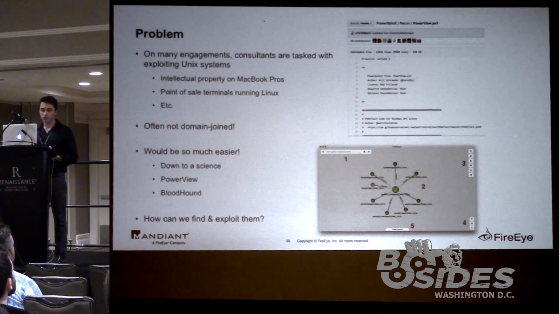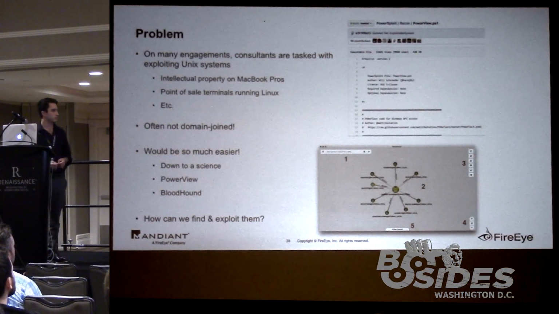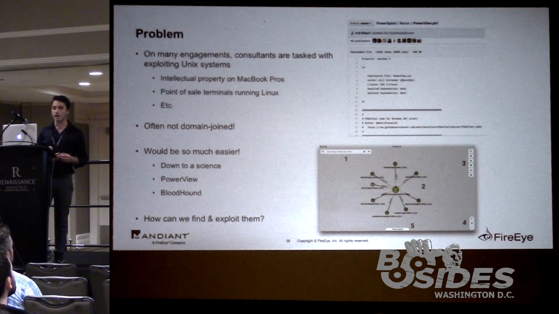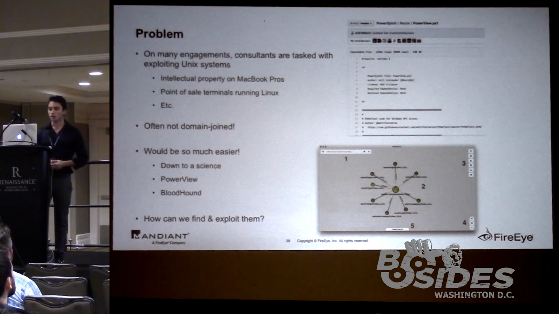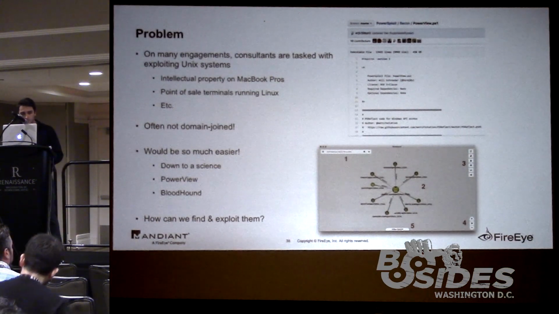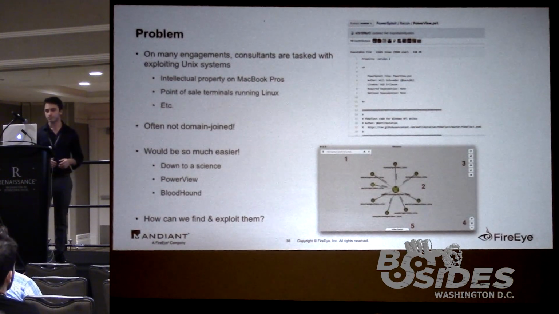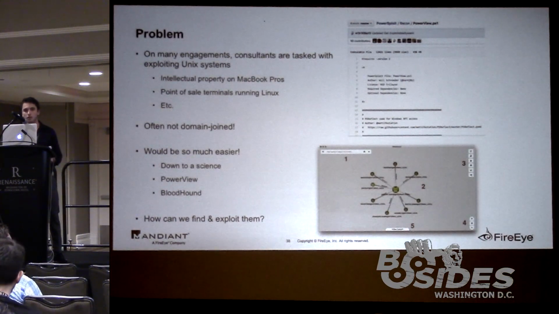So the problem is, we try to find these Unix systems, right? So let's talk about Unix systems first. Often on our engagements, we find that intellectual property for fashion companies, they have that all on MacBooks. Point of sale terminals are often on Linux systems. And these are goals that we're tasked with. They task us with finding these systems. But these systems are both not Windows and not domain joined.